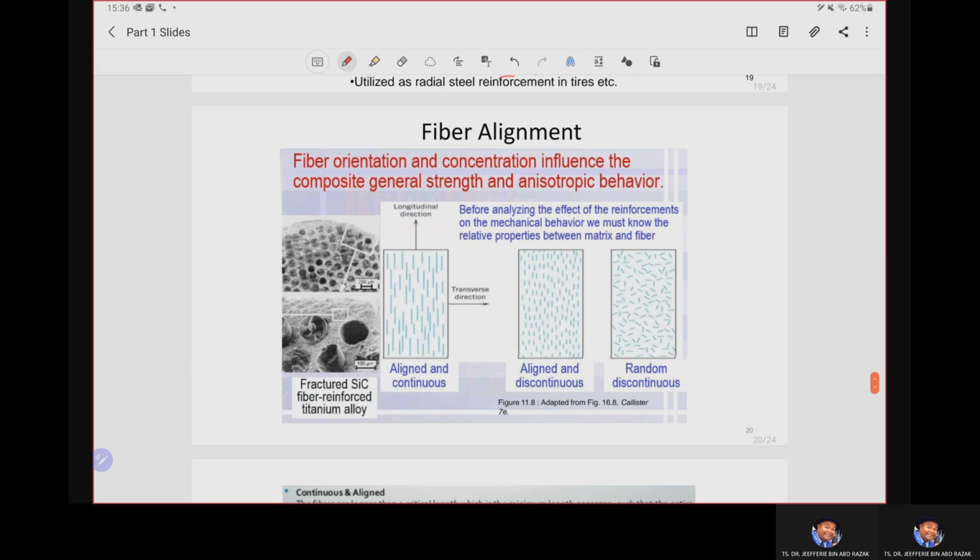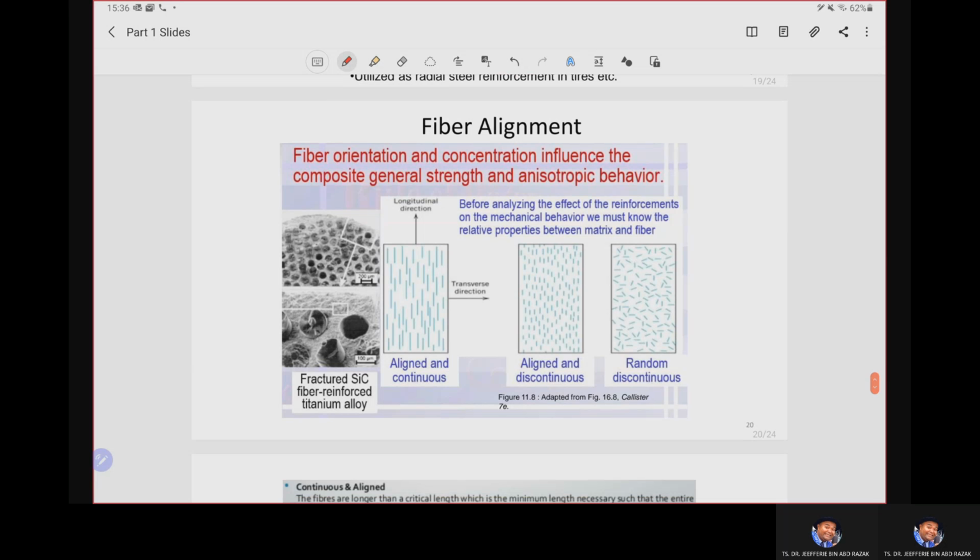For the next slide, it showcases the fiber reinforced composite. We should understand that fiber orientation or alignment, the fiber concentration, and its distribution are all factors that give significant influence to the general strength or other properties of fiber reinforced composite. Now, in terms of fiber orientation, there are basically only two extreme possible directions of force loading.